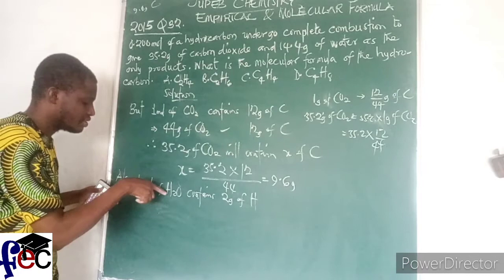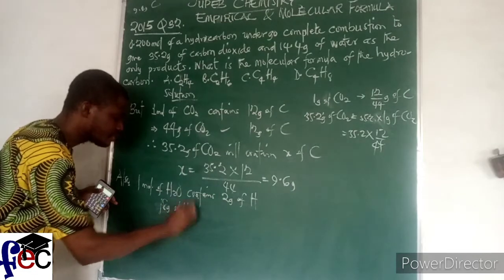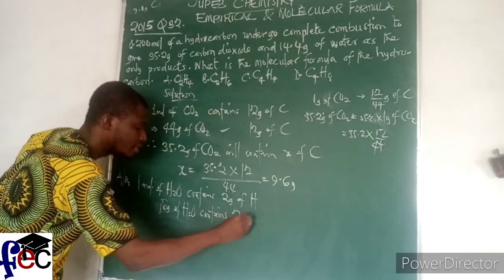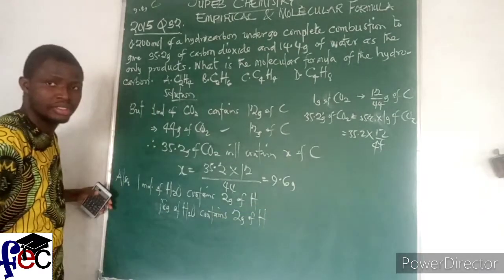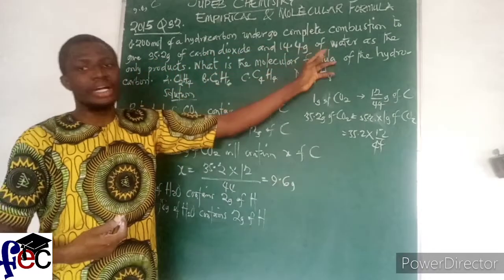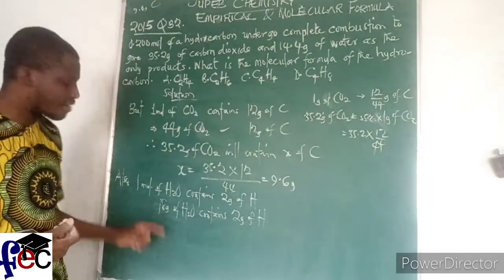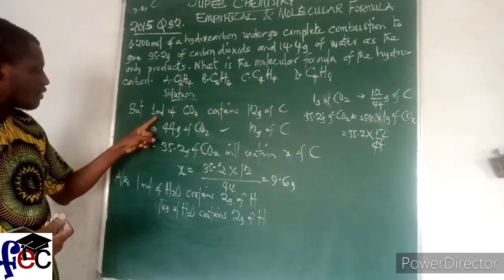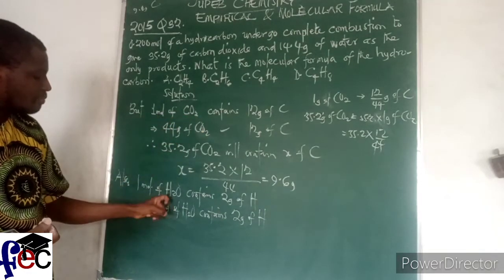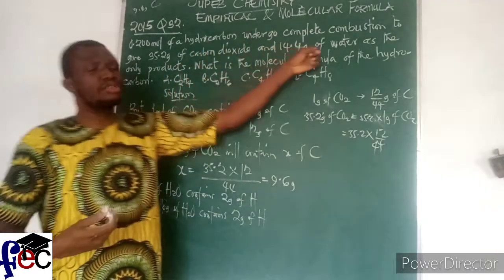That means 18 grams of water actually contains 2 grams of hydrogen. Don't forget, if they had given us the number of moles of carbon dioxide and water, we would not be bothering ourselves with the grams. But since they didn't give us, we have to check the mass of that carbon dioxide in 1 mole and the mass of water in 1 mole, and relate it to see the quantity of carbon and hydrogen respectively.